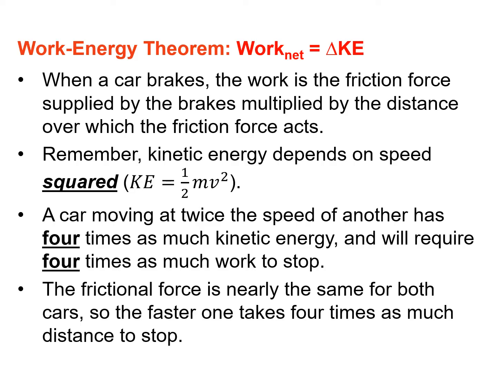Because it depends on speed squared, this can get complicated really fast. For example, if you have a car and you're trying to bring it to a stop, if it's moving twice as fast, it's going to require 4 times as much work to bring it to a stop because that speed is squared. If you double the v, then double v squared is 4 times bigger. I'll show you that in an example here in just a minute.